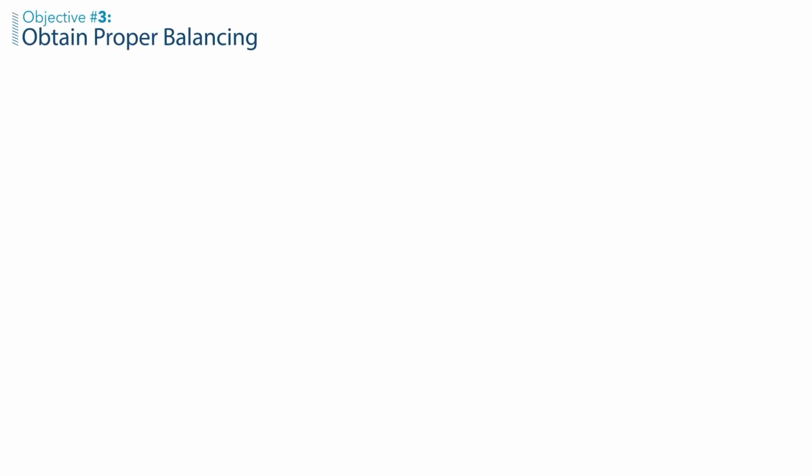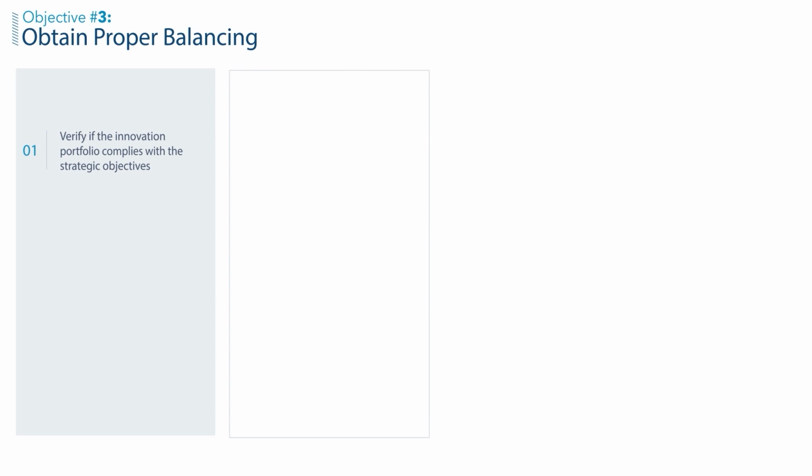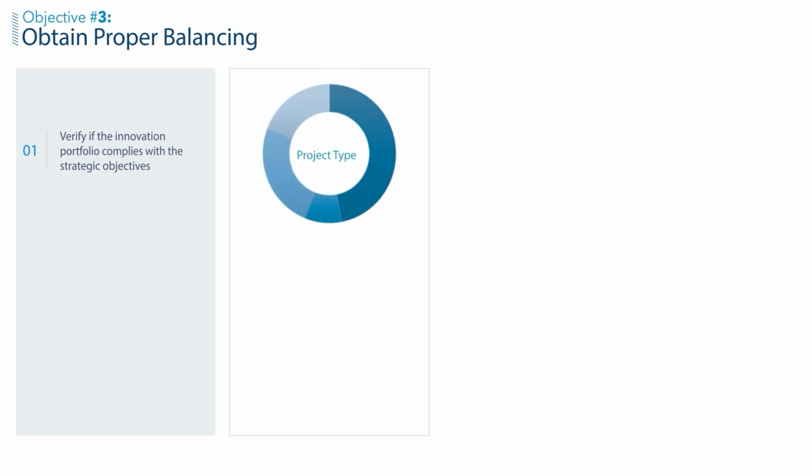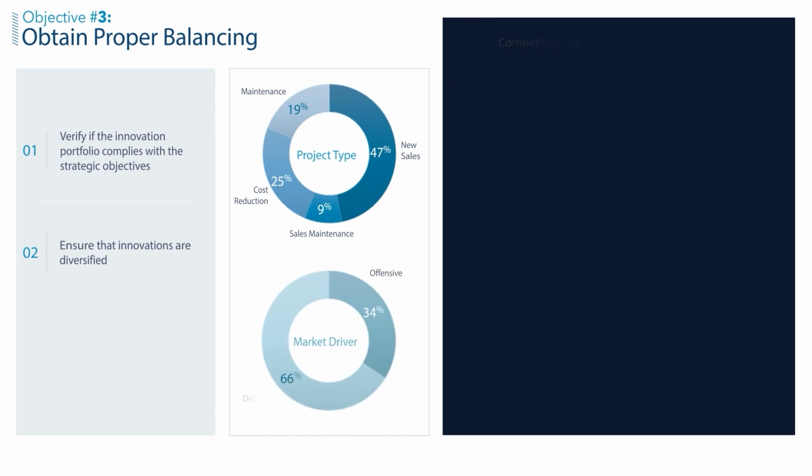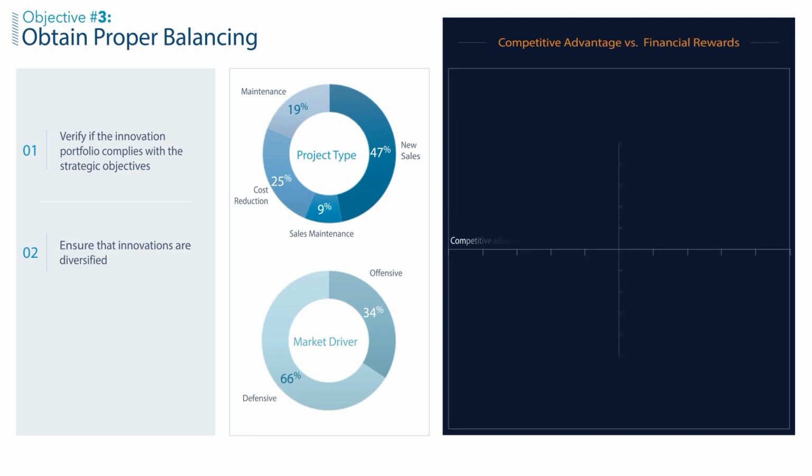The third objective of the portfolio review is to obtain proper balancing by verifying that the innovation portfolio complies with the strategic objectives. This is done through a bottom-up approach, which is accomplished by verifying that the potential business outcomes of the selected projects allow you to reach the strategic objectives. Then the portfolio is assessed to ensure that innovation projects are diversified by having a balance between short and long-term projects, as well as between different innovation types.